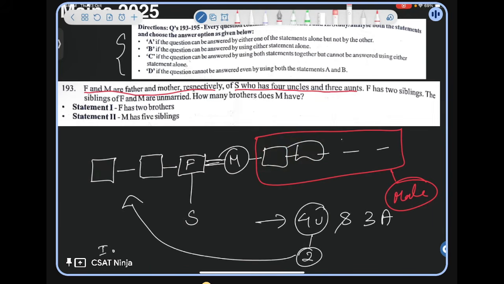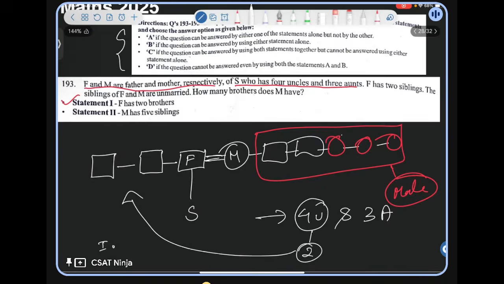And now, according to statement number 1, this is our drawing here. According to statement number 1, F has 2 brothers and M will have 2 brothers, because we are clear cut now. So using statement number 1 alone, we can answer this. So let us try to eliminate something here before going to statement number 2. If the question can be answered by either one of the statements alone, but not by the other, we can go to statement number 2 and check.